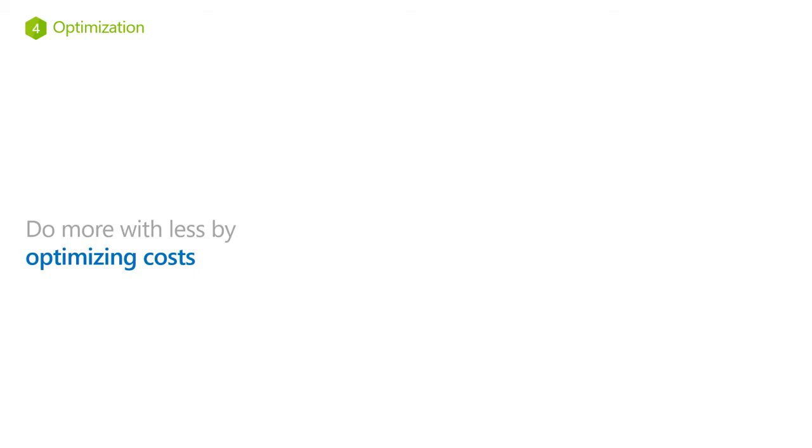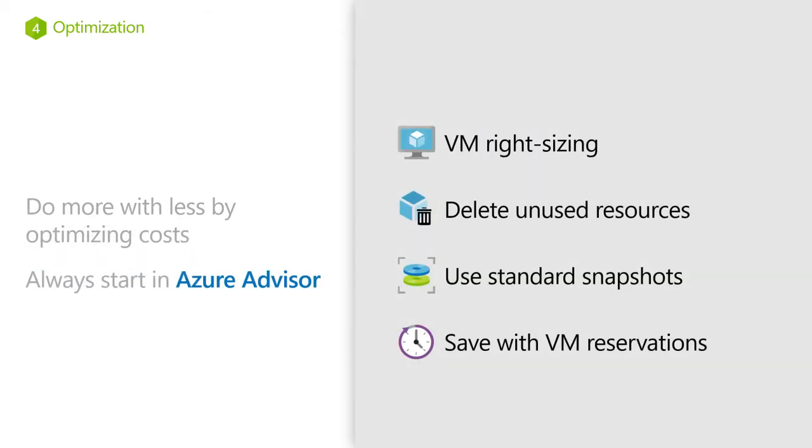Now that we've defined our budgets and set up our environment, let's look at ways that we can optimize costs. Now, when you start looking at cost optimization, it's important that you start in Azure Advisor. Azure Advisor has 7 built-in recommendations to help you save money. Things like right-sizing your VMs, deleting unused resources. We've got using standard snapshots for your managed disks, as well as saving additional money by using VM reservations. So make sure that you start there. All of these recommendations are based on your historical usage, so you can trust them.